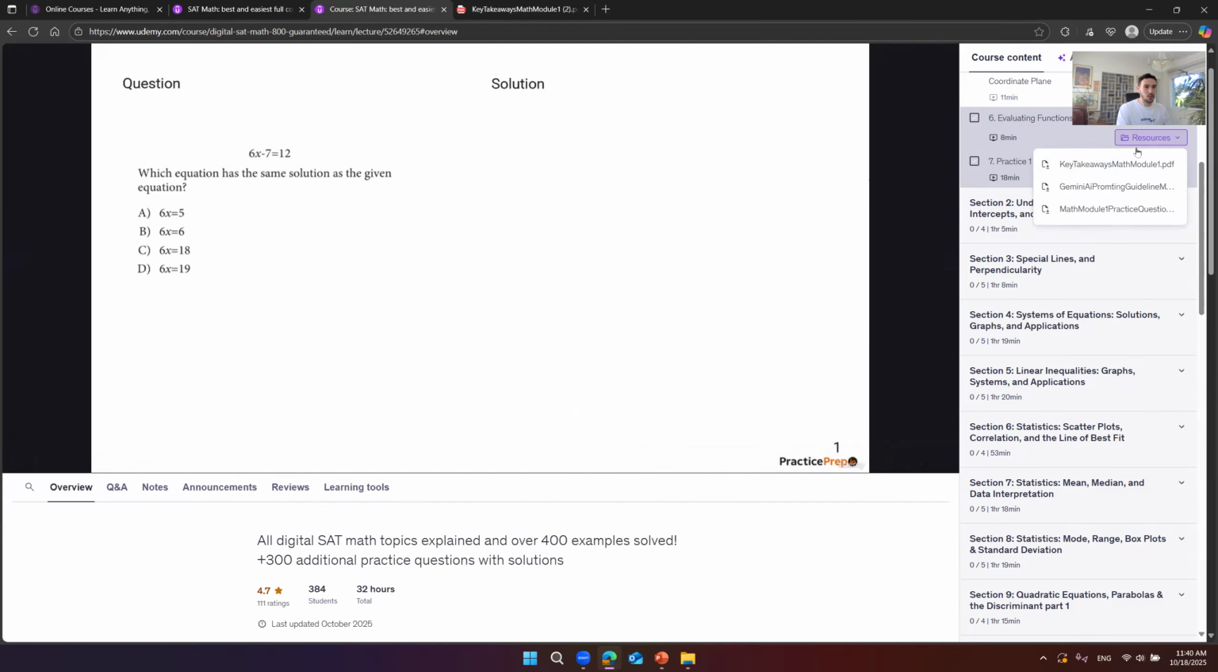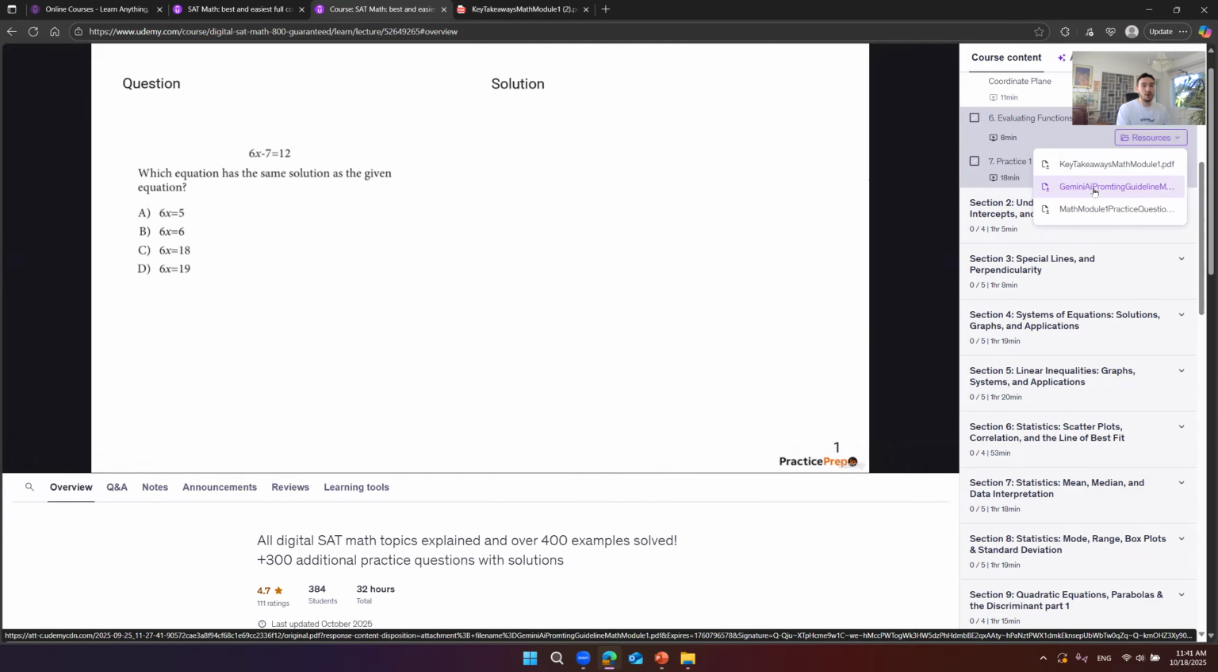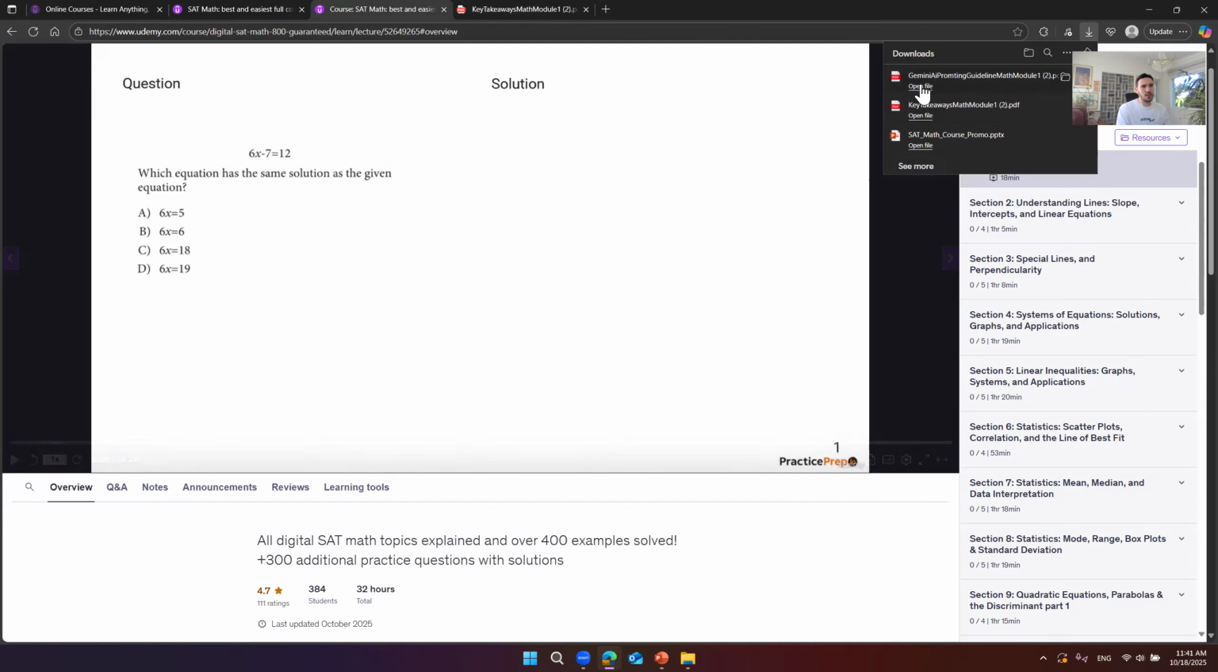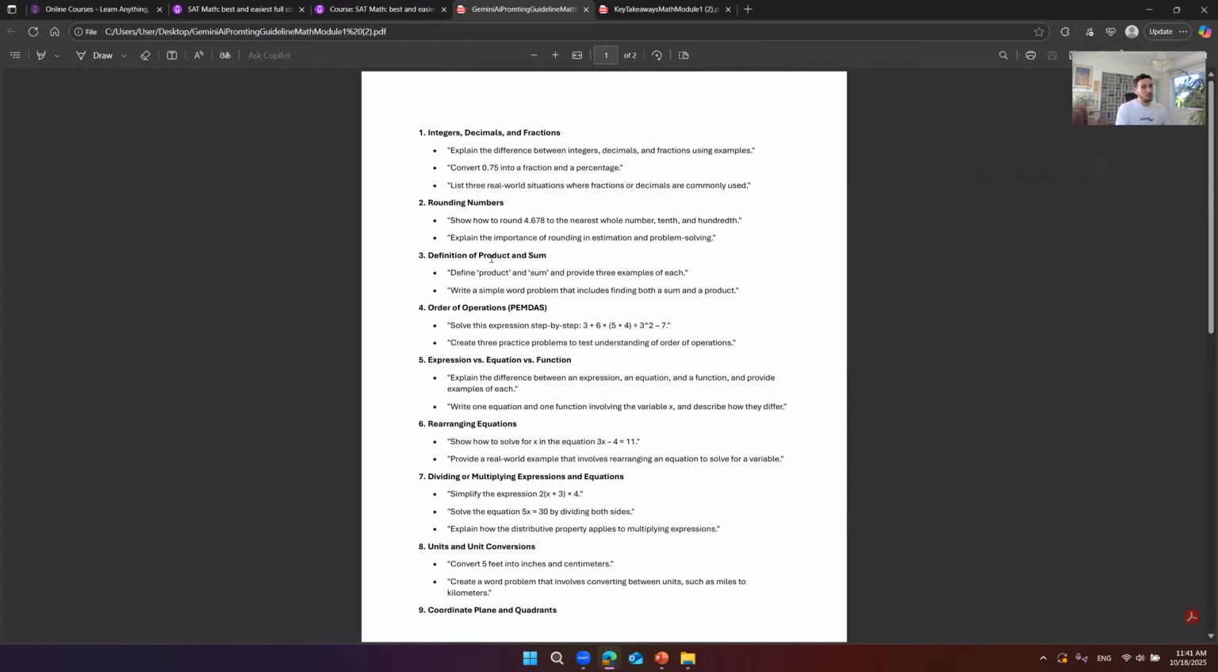Now, the second thing that I showed you in the resources is the prompting guide. What's a prompting guide? Now we're living in the age of AI. All of us are familiar with ChatGPT, Gemini, and so many other AI tools. And we usually ask questions to those AI tools, and those AI tools are able to reply and give us very effective and short answers.